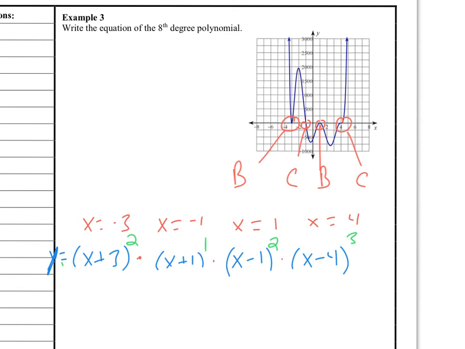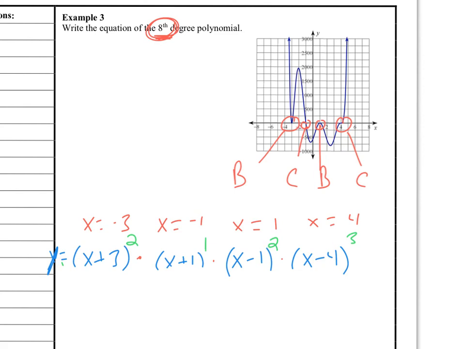Now, if it didn't say write the equation of the 8th degree, here's the problem. This guy right here could have been 2, 4, 6, 8, 10, 12, 14, 16, and so on and so forth. This guy right here could have been the same. This could have been 1, 3, 5, 7, 9, and so on and so forth. So there's tons of different answers if they don't say that the polynomial has to be degree 8. So we go with the lowest exponent.